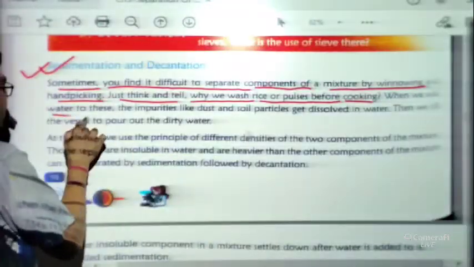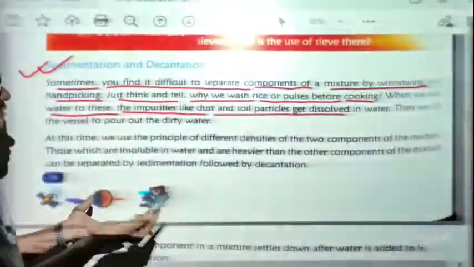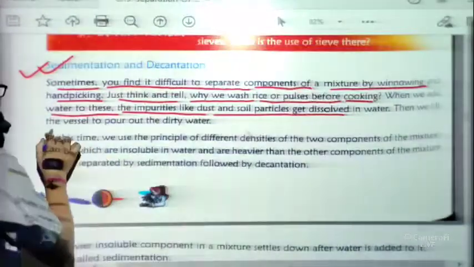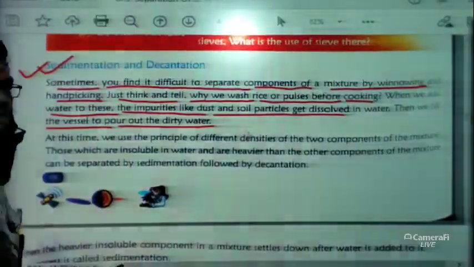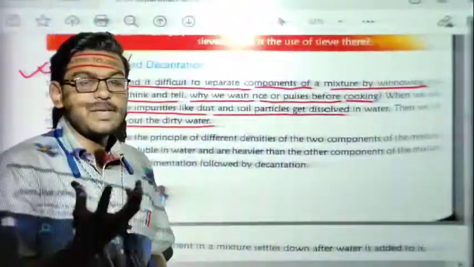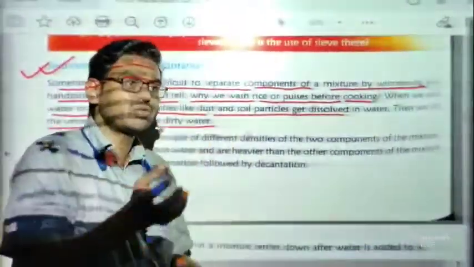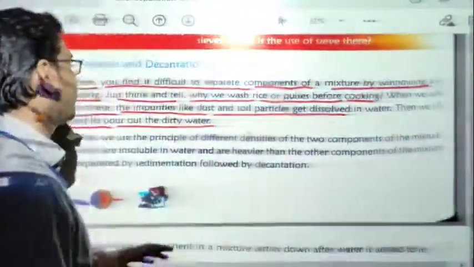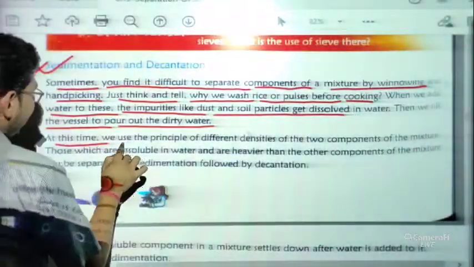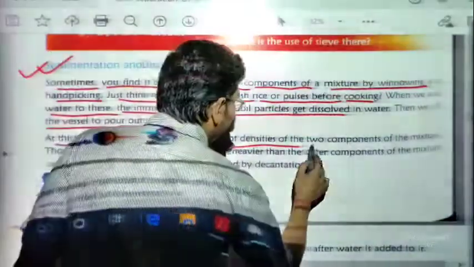Now when we add water to these, the impurities like dust and soil particles get dissolved in the water, and then we tilt the vessel to pour out the dirty water. So when we wash the pulses, the impurities will mix with the water, and we tilt the vessel so that the dirty water gets out from the vessel. At this time we use the principle of different densities of the two components of the mixture.